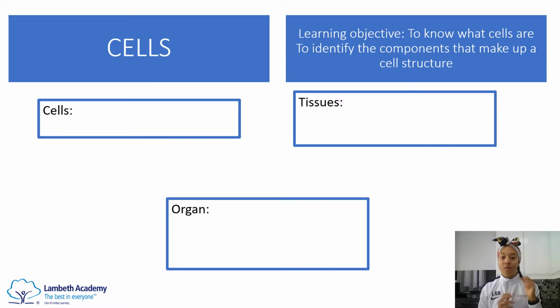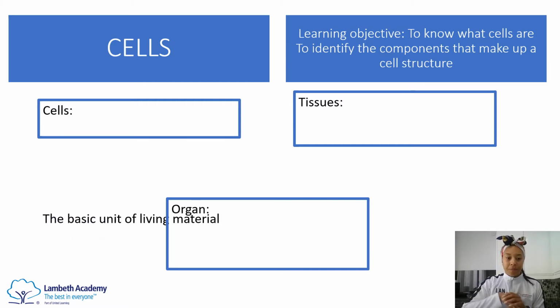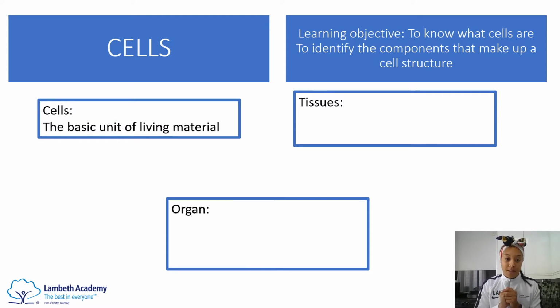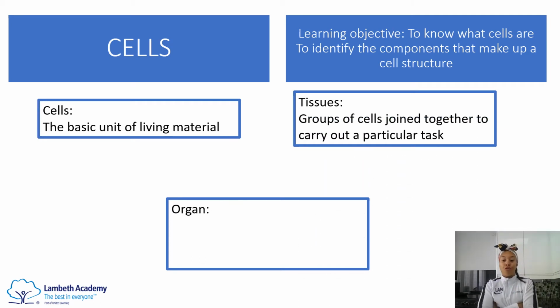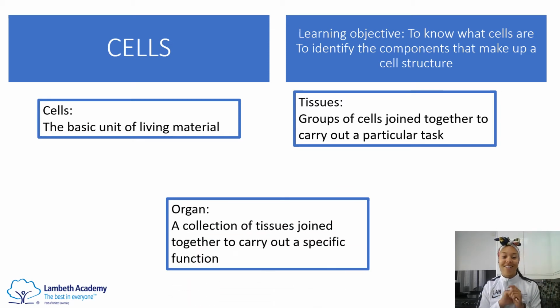So the first word that we are going to be looking at is cells, and the definition of cells: they are the basic units of living material. Second one that we're going to be doing is tissues. Now tissues are a group of cells that are joined together to carry out a particular task. An example of a tissue could be a muscle. Ooh, throwing that one out there. And our third and final keyword is an organ. Now an organ is a collection of tissues joined together to carry out a specific function.